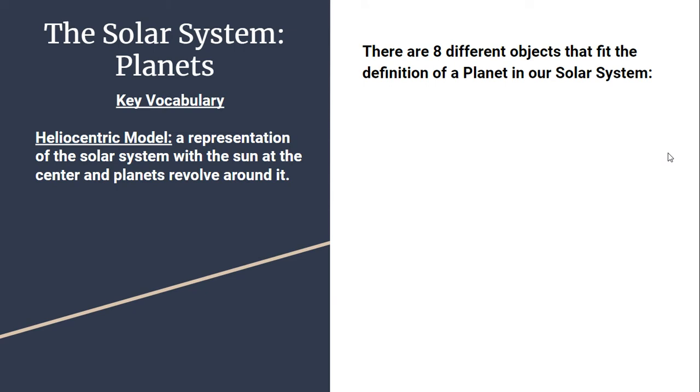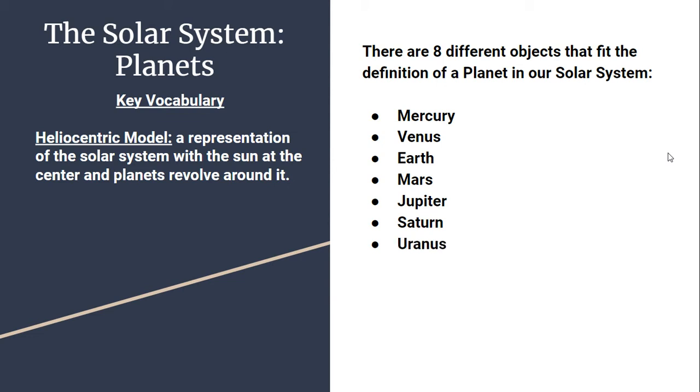We have found that this definition, these characteristics of a planet, we have 8 different objects that fit that, including Mercury, Venus, Earth, Mars, Jupiter, Saturn, Uranus, and Neptune.